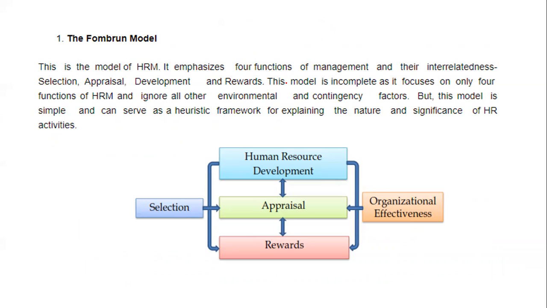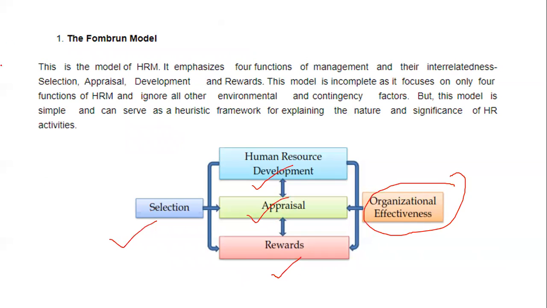Now, this model emphasizes 4 functions of management, which have their interrelatedness, that is selection, appraisal, reward, and organizational effectiveness. We'll go one by one. So this model emphasizes 4 functions, that is selection, then we have appraisal, then we have development, and then we have rewards. Now the model is incomplete. This is the only thing in order to have organizational effectiveness. This model thinks that these are the 4 functions which have to be in place, in alignment.